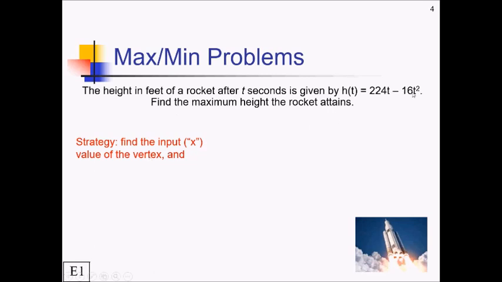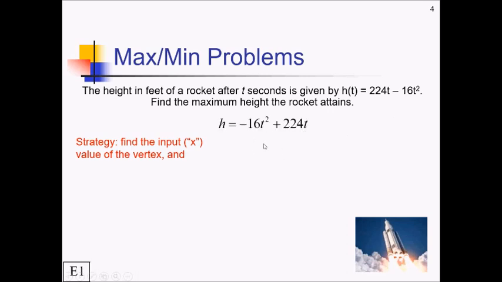So for the vertex, well, we've found vertices before for parabolas. Pause the video and see if you can find the x value of the vertex for this, or in this case it would be the t value of the vertex. All right, since this is almost in standard form, I'm going to start by putting it in standard form by rewriting it with the quadratic term first. So I can write h of t equals negative 16t squared plus 224t.